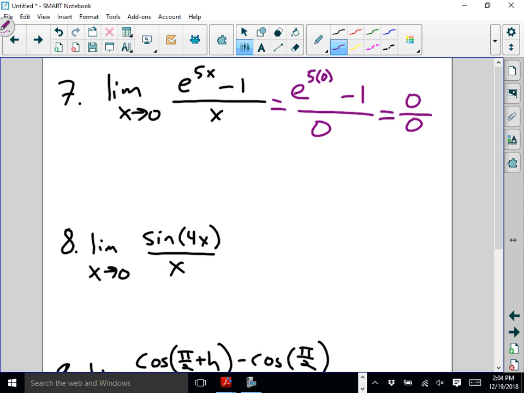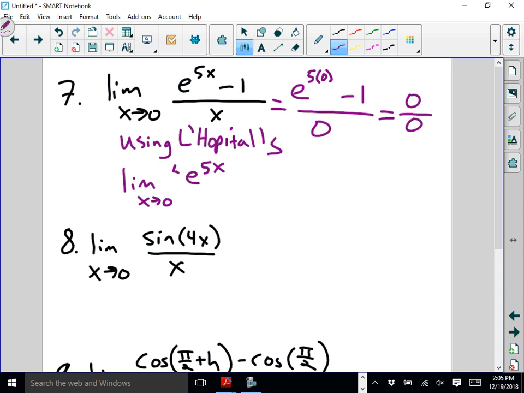Using L'Hopital's, we need to say that. Using L'Hopital's, I'm going to write a new limit. My new limit is the limit as x goes to 0, and I'm going to do the derivative of both the top and the bottom. The derivative of e to the 5x is e to the 5x, but it's a chain rule, so I have to multiply by 5. The derivative of negative 1 is 0, and the derivative of x is 1.